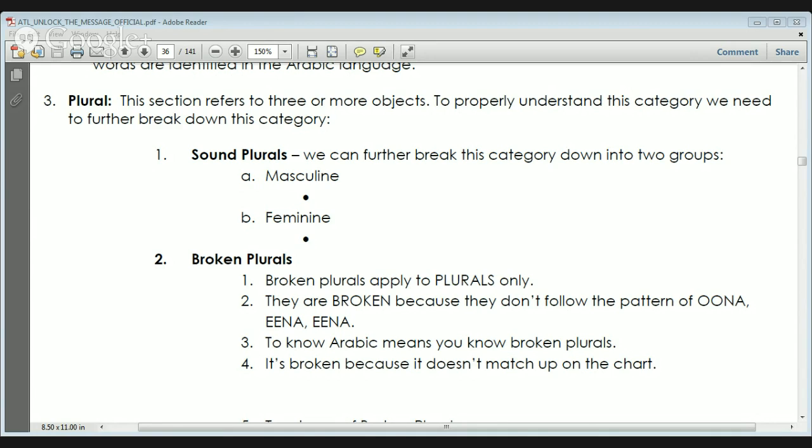Muslimun, Musliman, Muslimin, Muslimuna, Muslimani, Muslimaini, Muslimuna, Muslimina. Alright, good job. I'd give you a candy, but I don't have it. Okay. Good job. So why did I go over this chart?